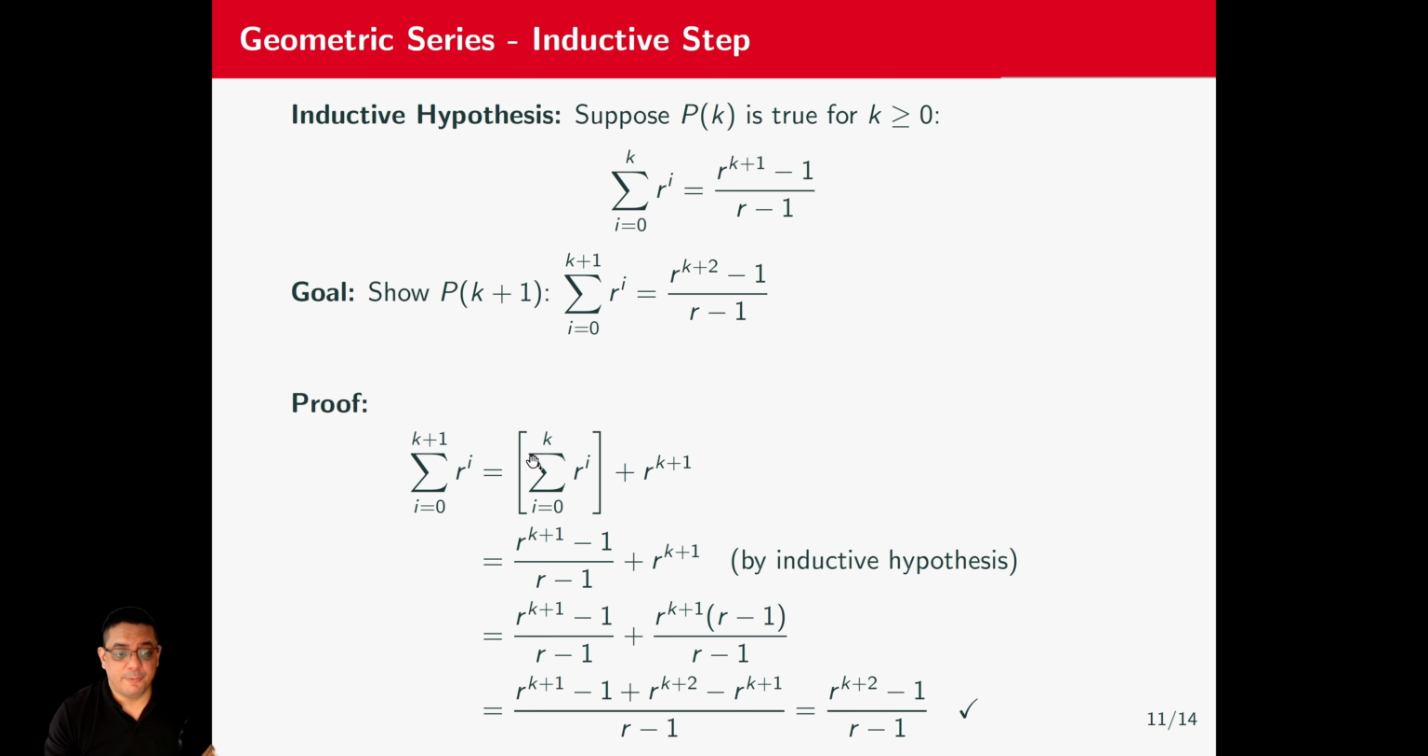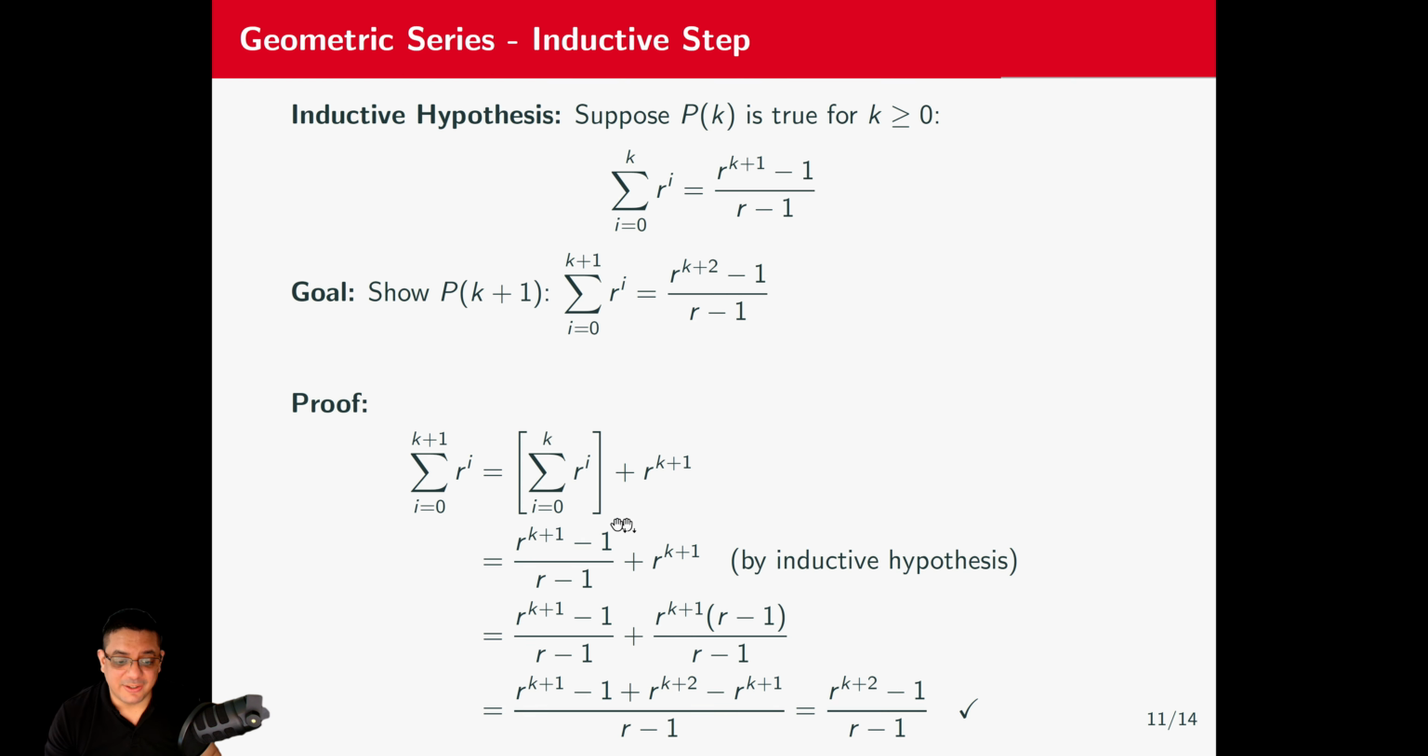So now, for the proof, I start with one of the sides, of course, and I'm going to use the induction hypothesis. I'm going to write the sum from 0 to k plus 1 of r to the i as the sum up to k plus the term k plus 1. The sum up to k, by the induction hypothesis, I can see as r to the k plus 1 minus 1 over r minus 1, because this is my hypothesis. I have this plus the term r to the k plus 1.